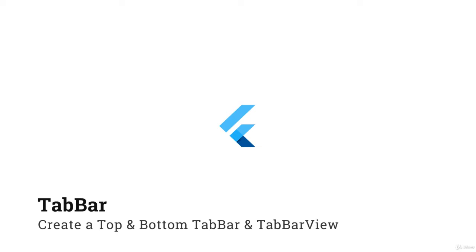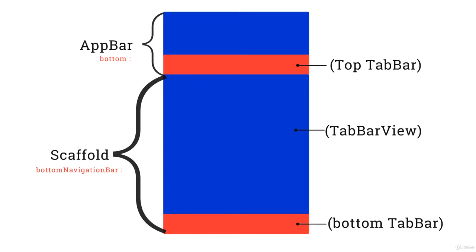In this video, we are going to create a top and bottom tab bar. To create a top tab bar, we need to use the bottom property of an app bar, and to create a bottom tab bar, we need to use the bottom navigation bar property of a scaffold, and in the middle we are going to provide a body that will be a tab bar view.